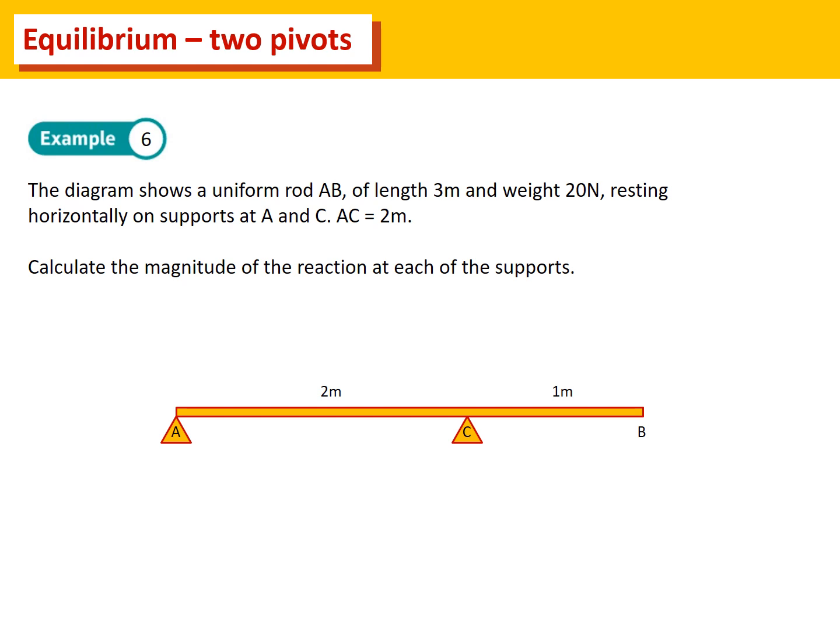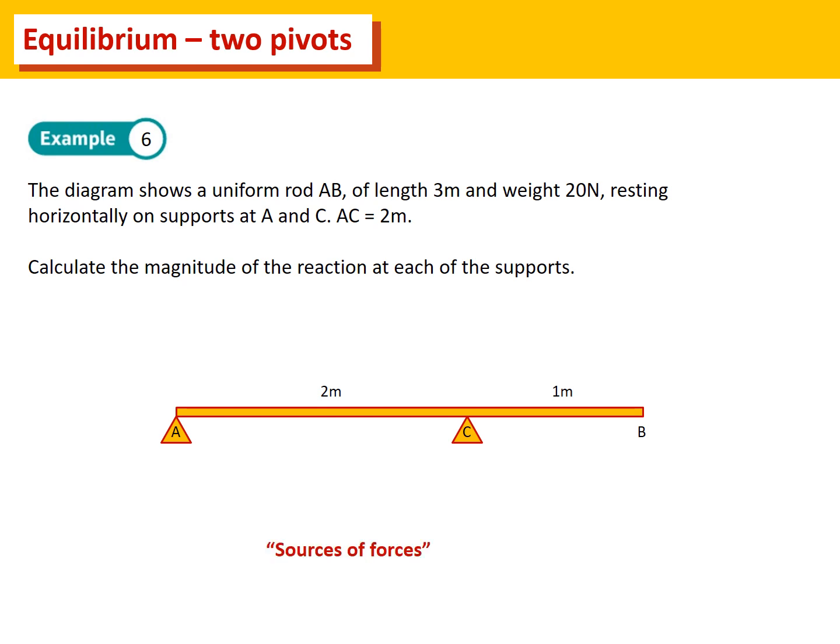In this next section we've now got 2 supports, and again we have equilibrium. Now, this is taken from example 6 in the book. So we've got the rod 3 meters, we've got the supports A and C set up as shown, and we're trying to find the magnitude of the reaction at each of the supports.